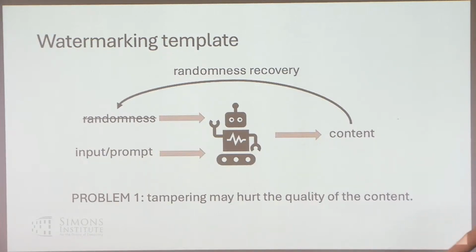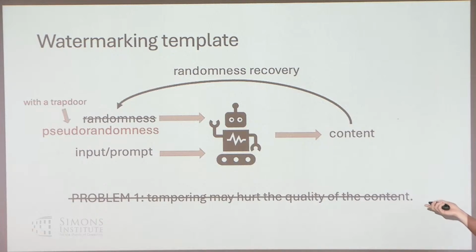Okay, and now from cryptography, we know that you can replace a random string with a pseudorandom string, and this indistinguishability property will be satisfied. So we can go back and choose our tampered randomness to be some pseudo-randomness, and now we can do the same thing as before. Generate some content using this tampered randomness, and then run randomness recovery to see if what we get back is pseudo-randomness. But since now we're using pseudo-randomness, this detection will have to be with the trapdoor.